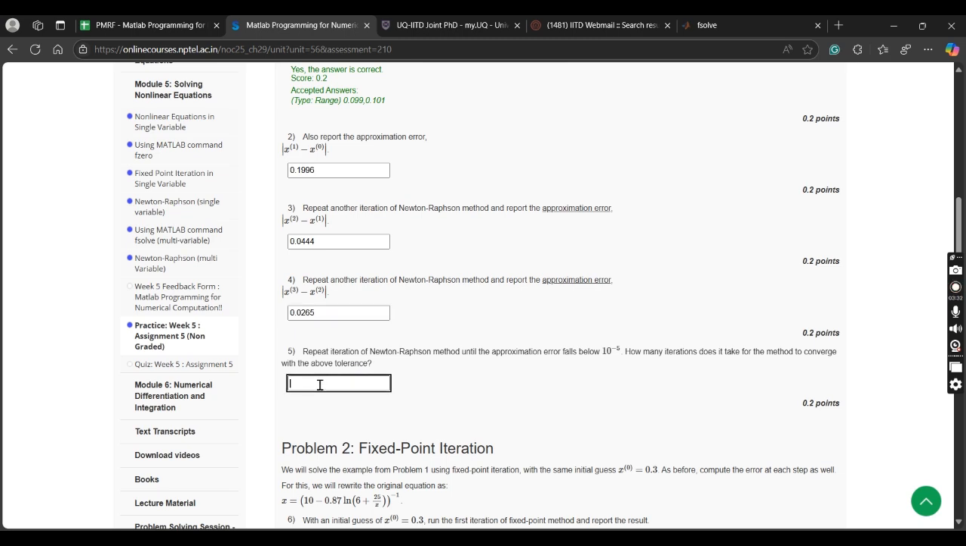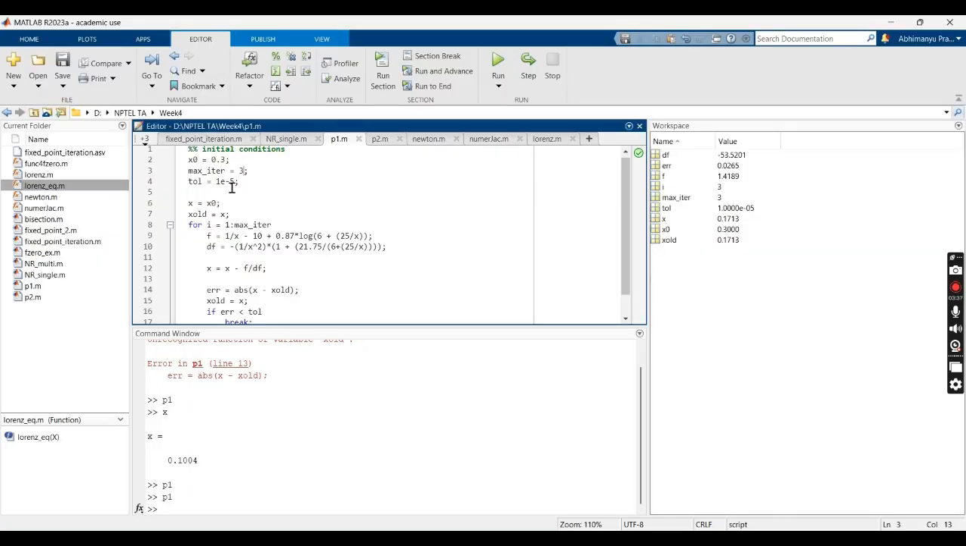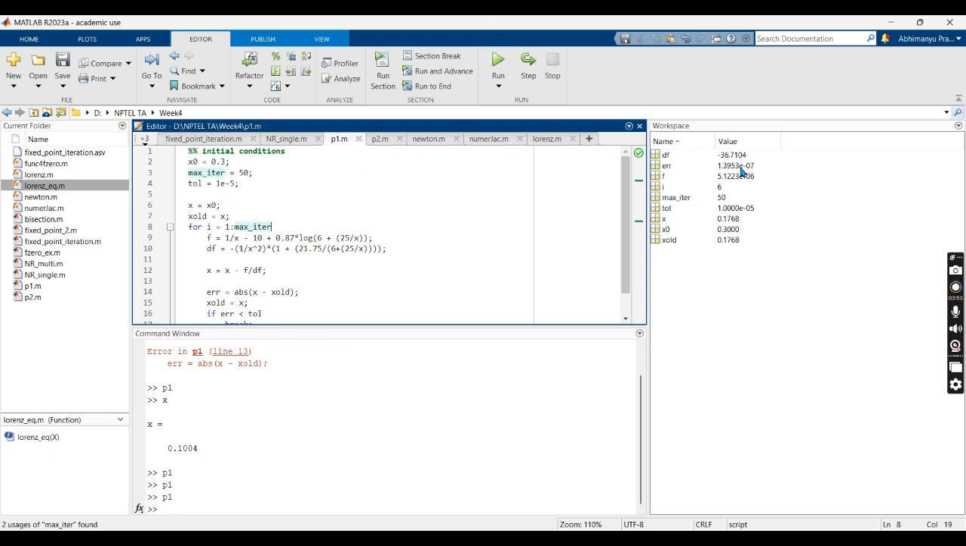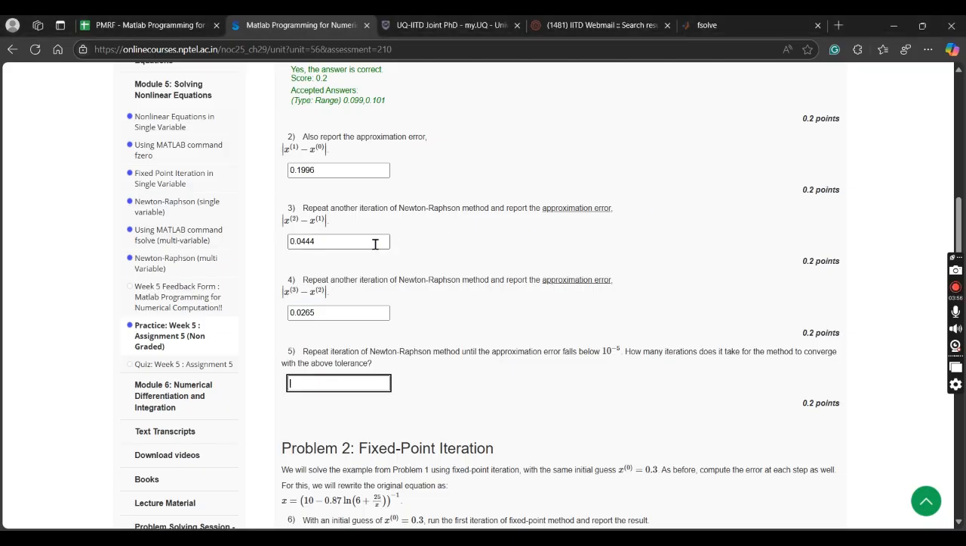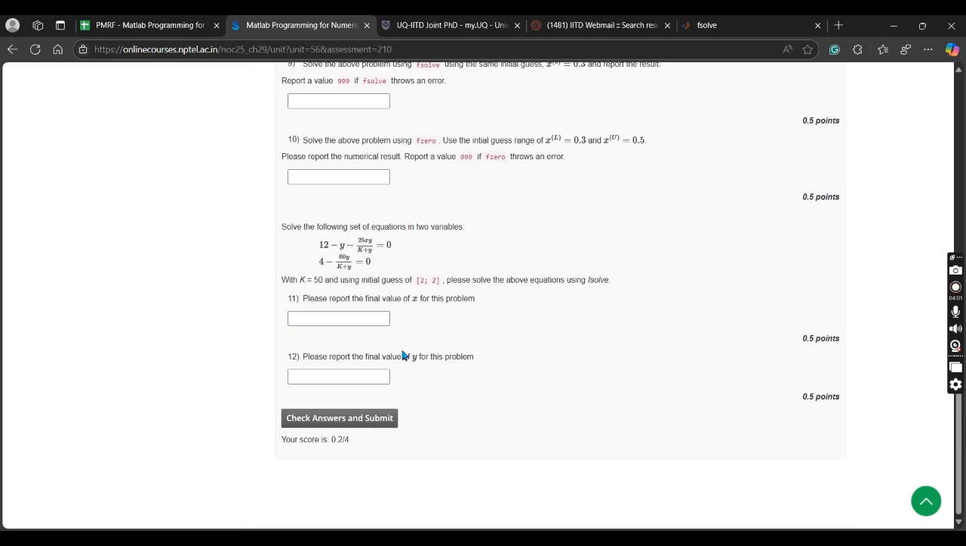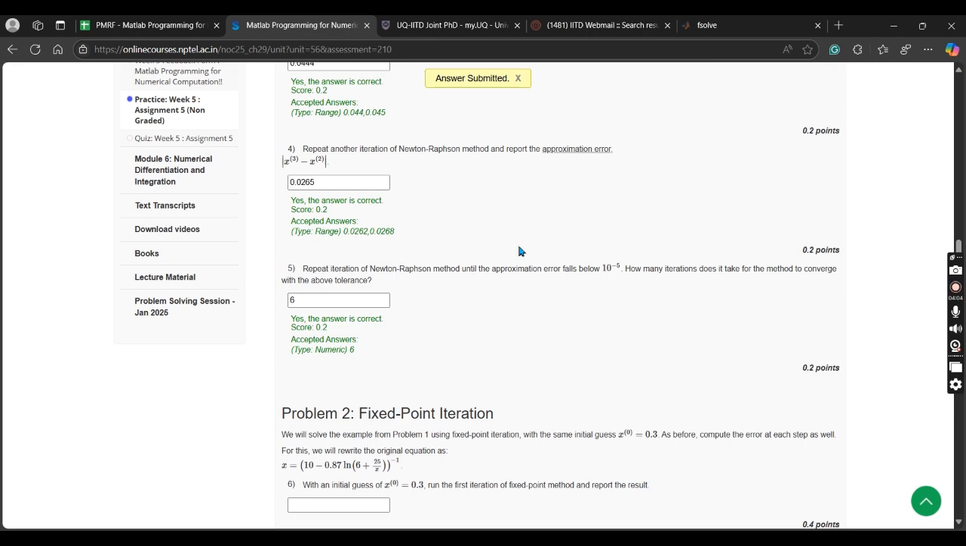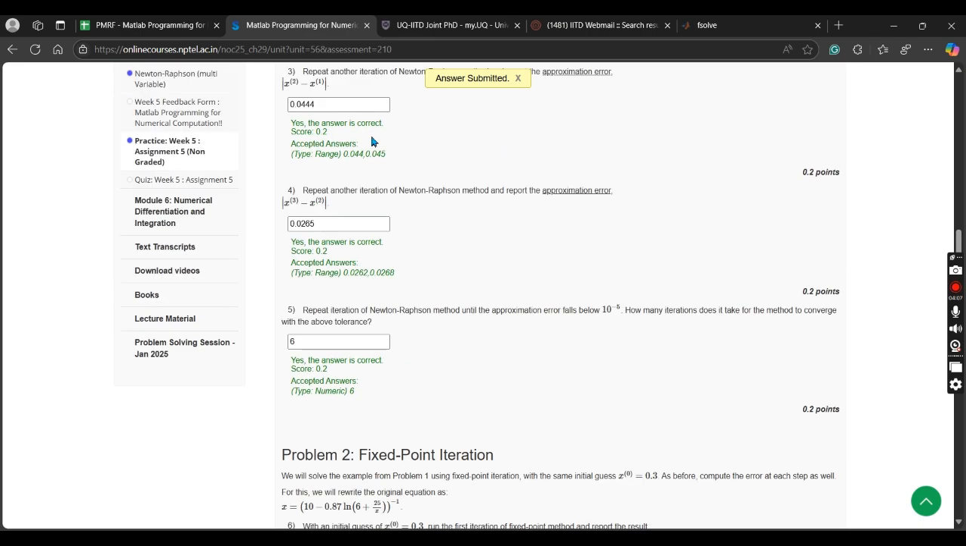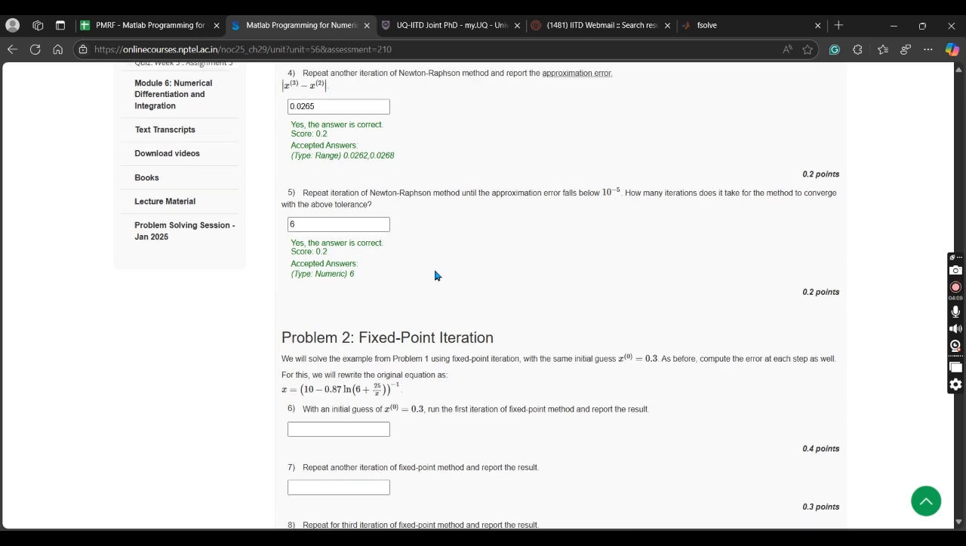Repeat the iterations of the Newton-Raphson method until the approximation error falls below the tolerance. How many iterations does it take for it to converge? So my tolerance is 1e-5. I will just take the maximum iterations as a large number and we will run this, and the last value of i that we get is the number of iterations. Yeah. So we get 6. So after 6 iterations, we get a value that is less than that. So I will check for this and I'm getting 6. So that means this is correct.